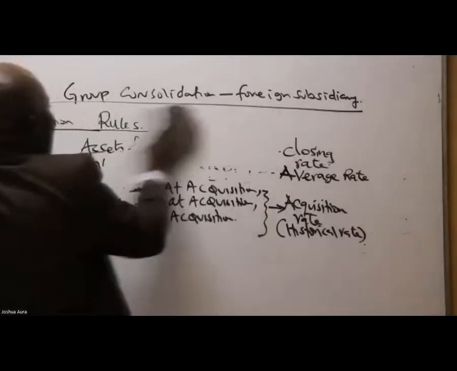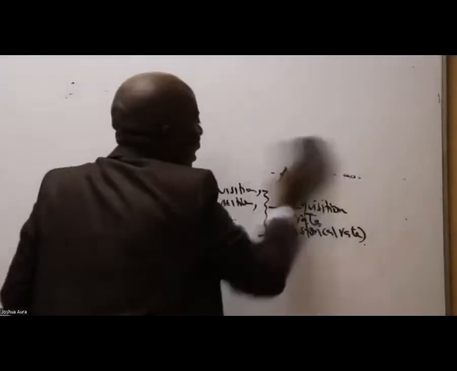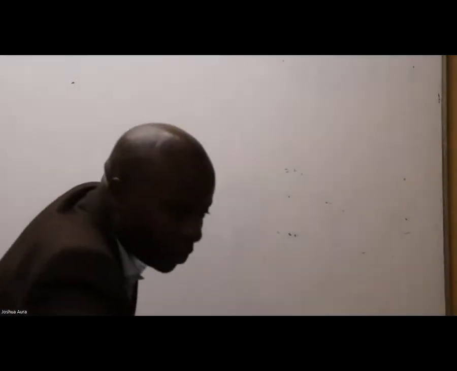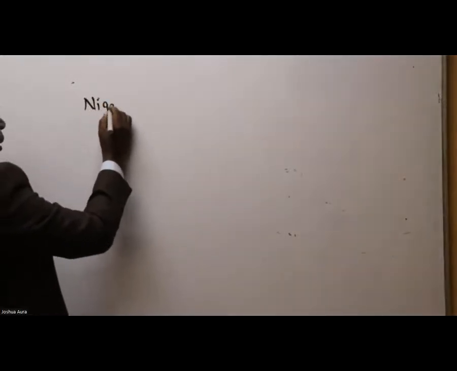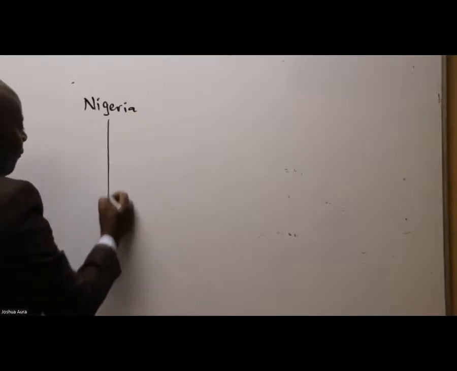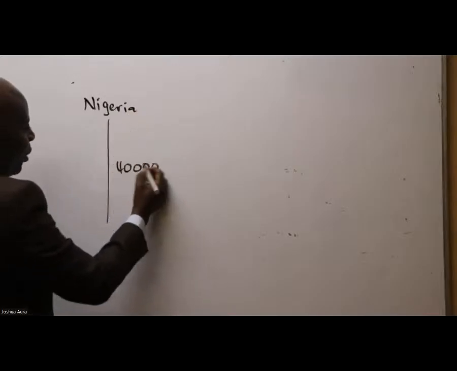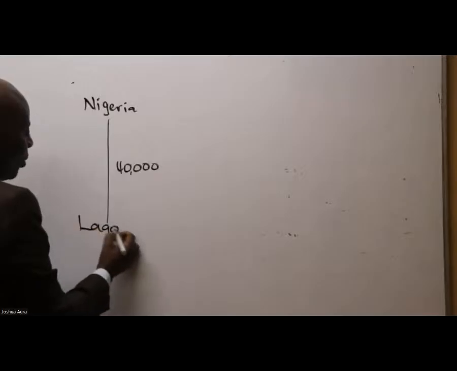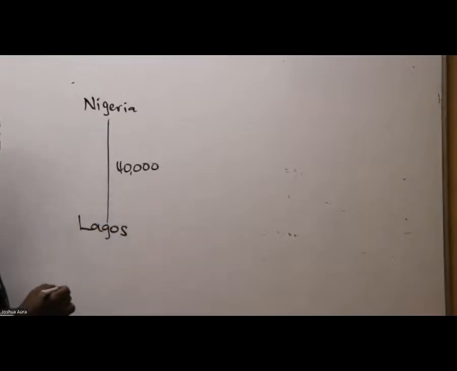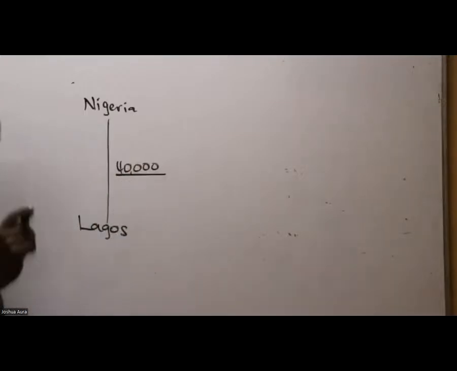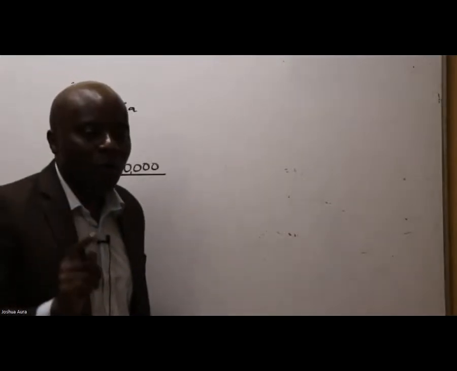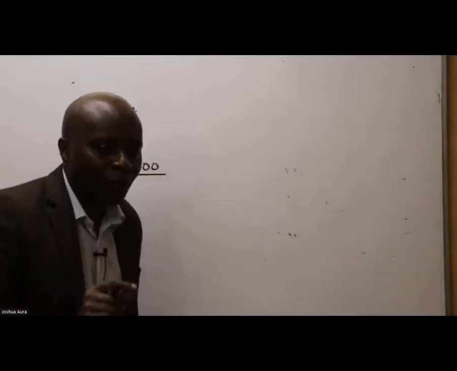So Nigeria, a company called Nigeria, acquired 40,000 shares of a small company called Lagos. I'm interested in knowing the percentage of this investment. So we bought 40,000 shares of Lagos. So how many shares does Lagos have in full?